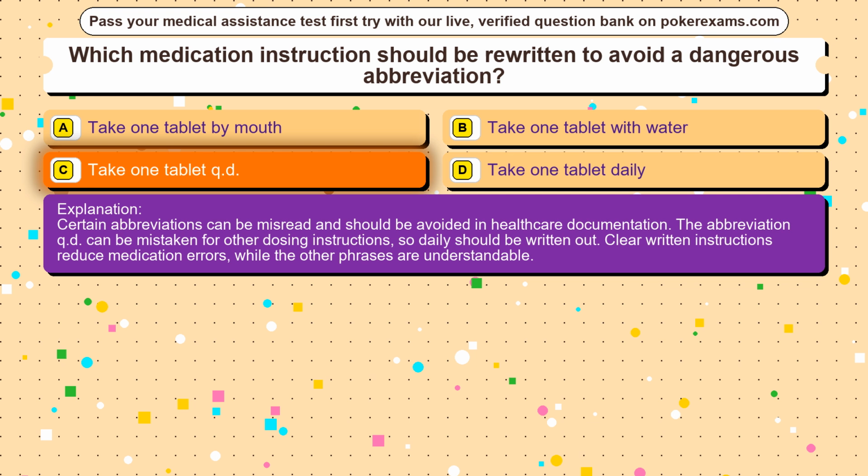The abbreviation QD can be mistaken for other dosing instructions, so daily should be written out. Clear written instructions reduce medication errors, while the other phrases are understandable.